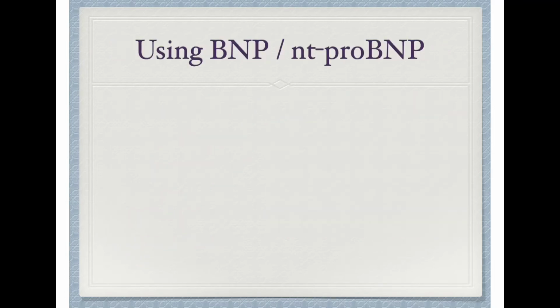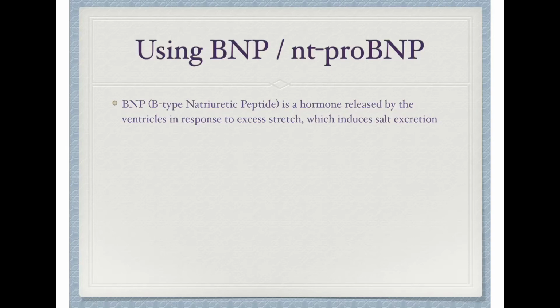A really important test that's ordered almost all the time in patients with heart failure or suspected heart failure are the natriuretic peptides, the brain natriuretic peptide or BNP, and the N-terminal pro-BNP. The brain natriuretic peptide is a peptide hormone that's released by the ventricles in response to excess stretch, which, as we discussed before, reflects increases in the preload as a compensation for the decreased contractility of the heart.